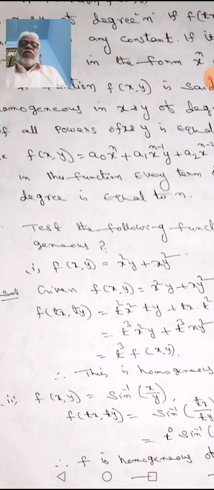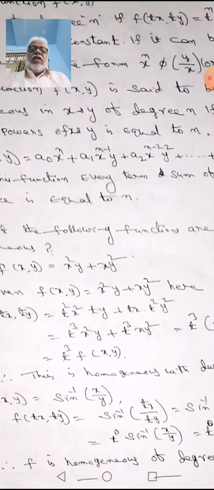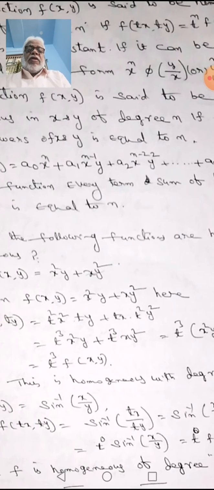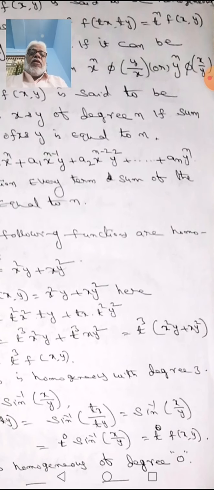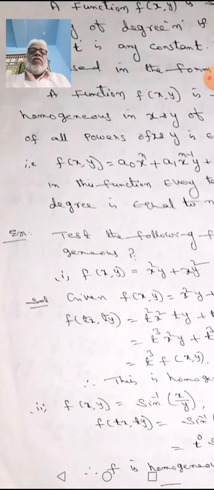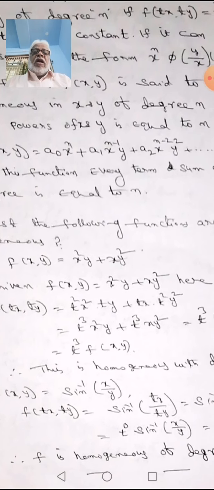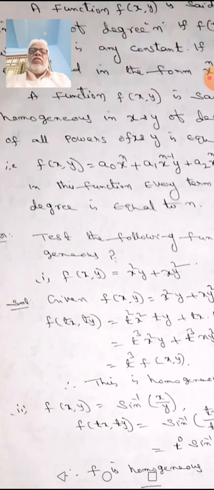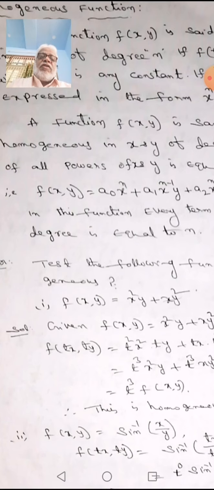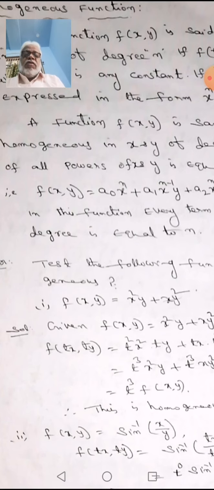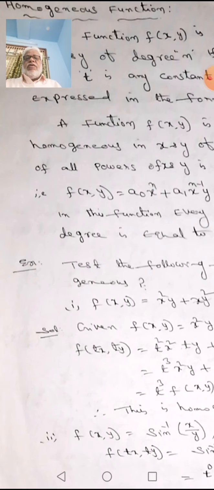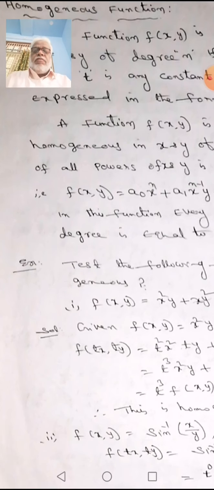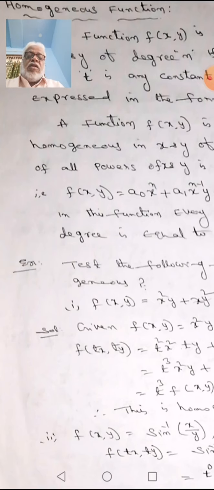So the power of the first term is n, the second term n, and like that the third term also n, since minus 2 and plus 2 cancel, again n. The last term also a n y n. Up to the last term, no single term is left; the powers are the same. That is called a homogeneous equation. In this function, the sum of the degrees in every term is equal to n. So f of xy is called a homogeneous equation, meaning every term is homogeneous. Every term's degree is the same.